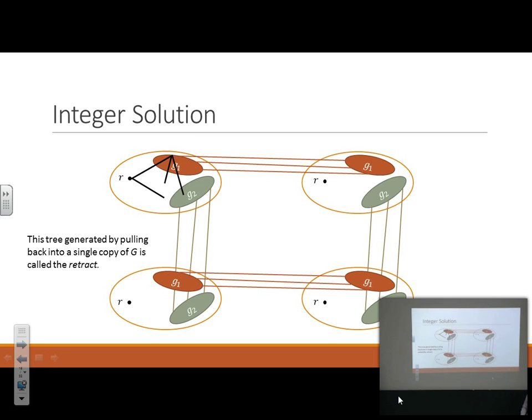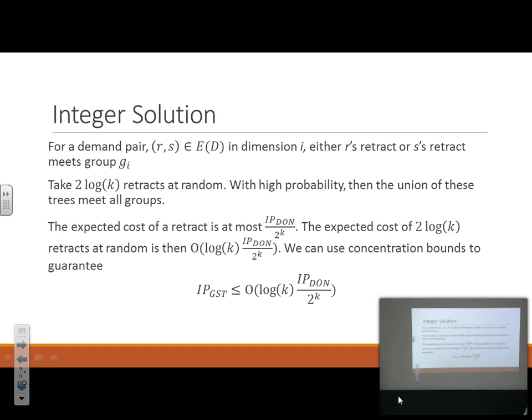Okay, now here's a key observation. For every demand pair which needs to connect in dimension I, either R's retract or S's retract has to go and hit group I, right? Because that's actually where they cross to the other copies. Okay, so if R and S have to meet in dimension I, they're an edge in the hypercube in dimension I, one of their retracts has to actually go and hit that group. Okay, that's great. So on average, you will basically hit half of the groups that you're supposed to hit.